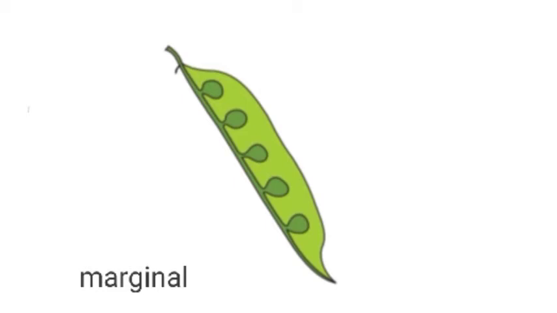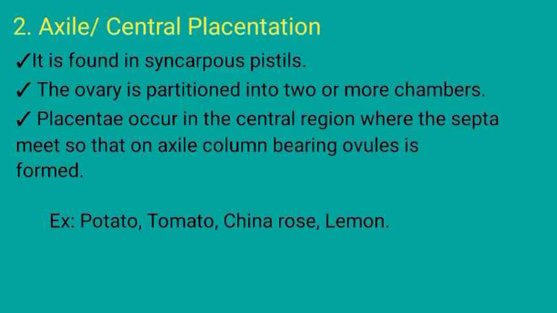The next type of placentation is axial or central placentation. It is found in syncarpous pistils. The ovary is partitioned into two or more chambers. Placenta occurs in the central region where the septa meet, so that an axial column bearing ovules is formed. Example, potato, tomato, China rose and lemon.